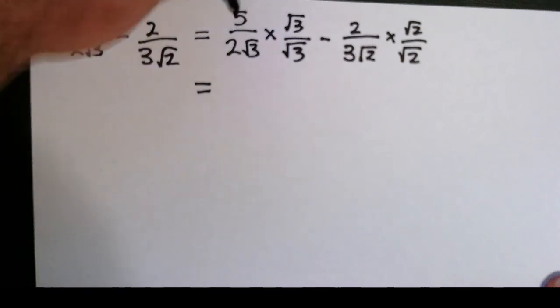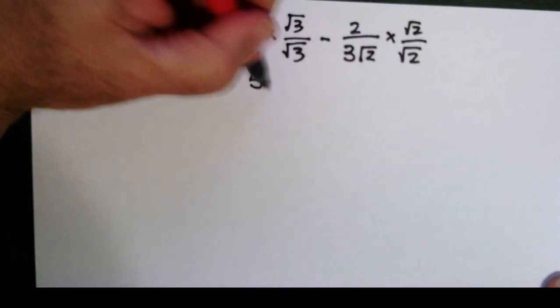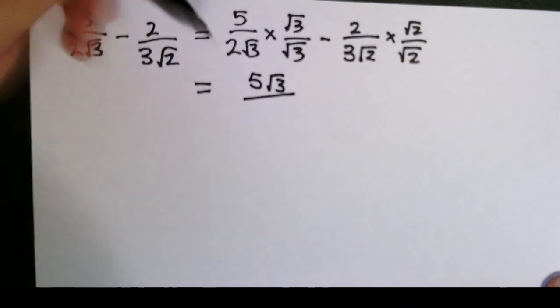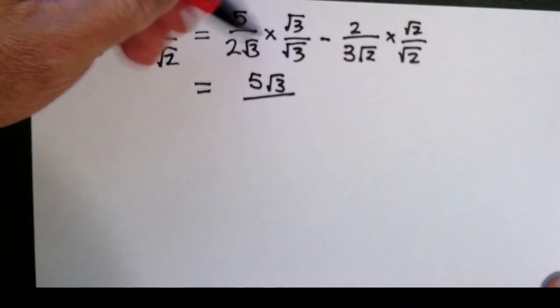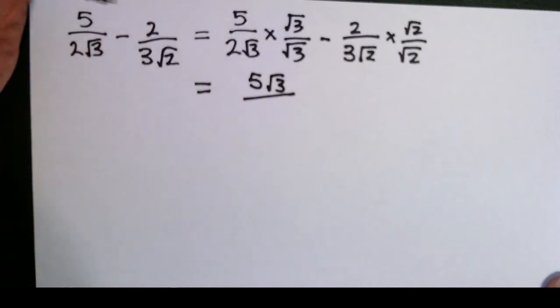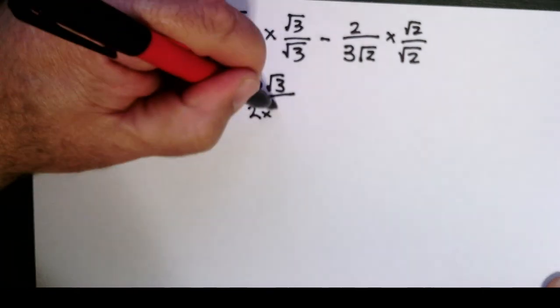So in my numerator here, I've got 5 multiplied by root 3. Well, that's just 5 root 3. In my denominator, I've got 2 root 3 times root 3. Now remember, root 3 times root 3 is just 3. So in my denominator here, all I have is 2 times 3.